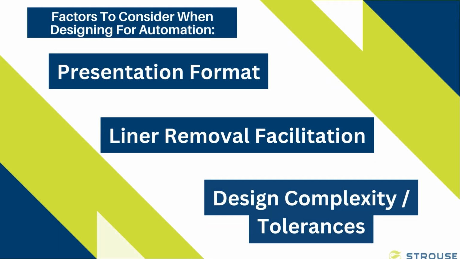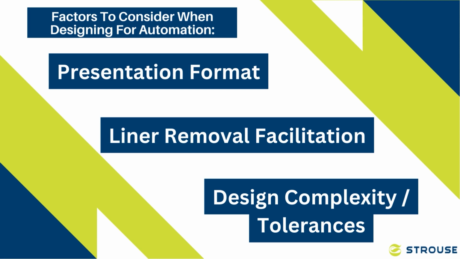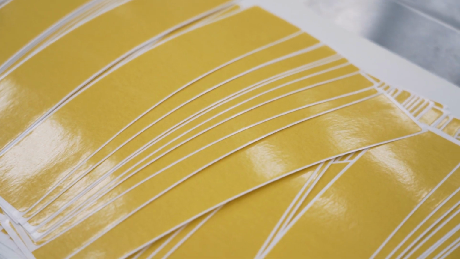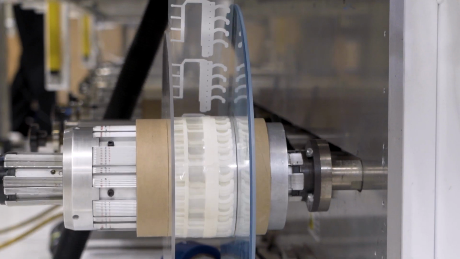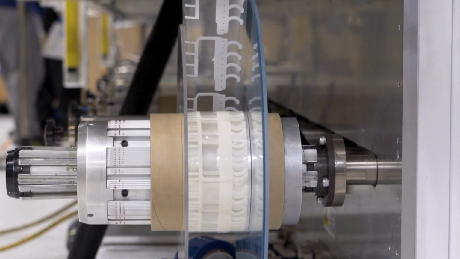Once you have decided on the level of automation, it's important to adapt your product design to facilitate the manufacturing process. This involves considering factors such as presentation format, liner removal or facilitation, and design complexity or your tolerances. Presentation format refers to how your part is packaged, most commonly made as sheeted parts or parts on a roll, with the latter being more suitable for automation due to easier handling.